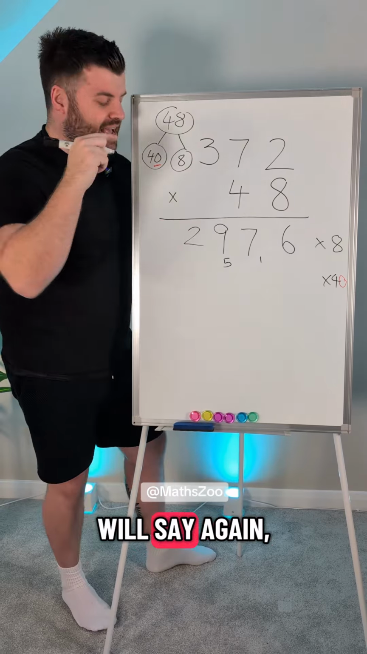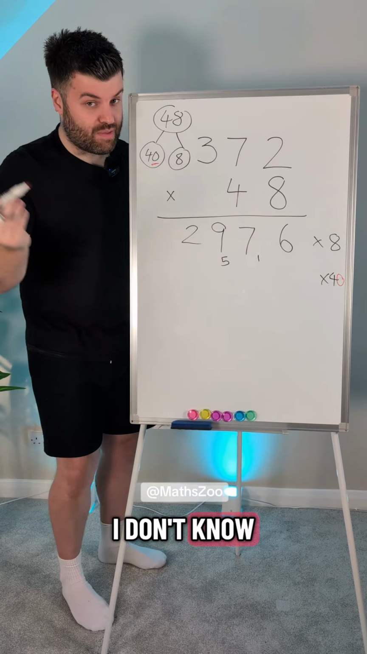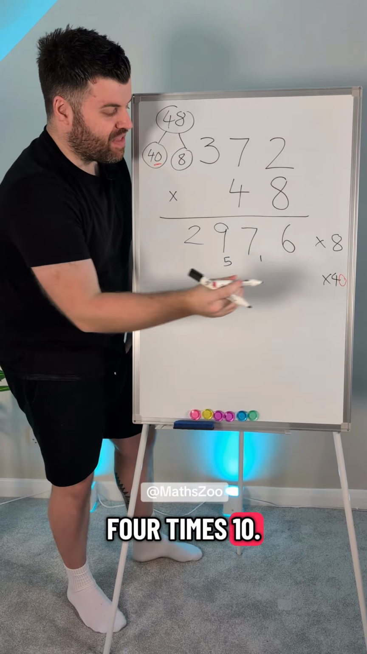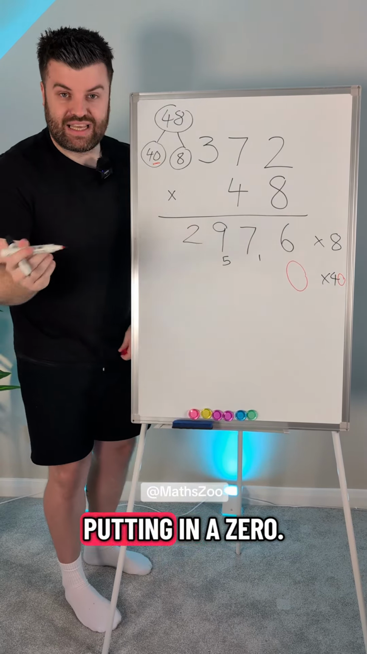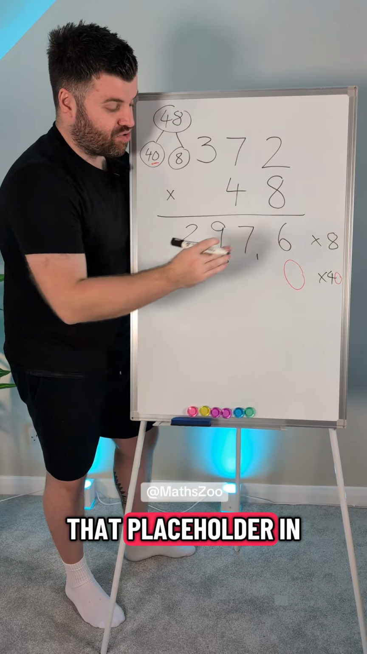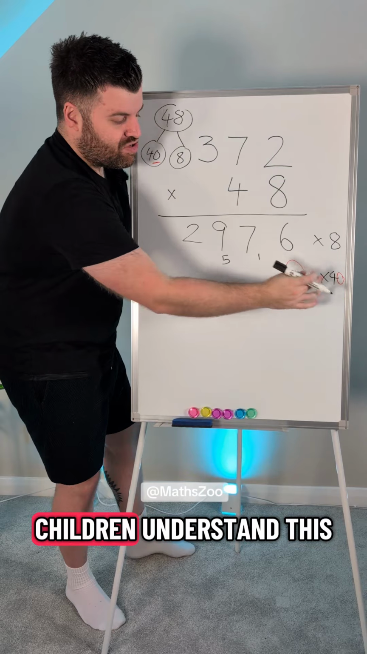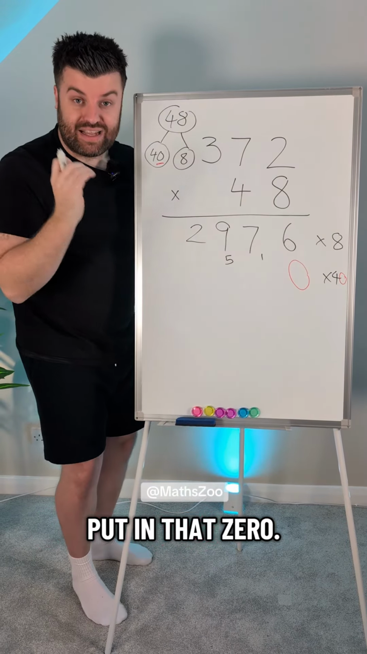But now we have to multiply by 4. No, your class will say again, we know it's 40. Okay, I don't know my 40 times table, but what I do know is that 40 is 4 times 10. So let's make my answer 10 times bigger by putting in a 0. We'd be explaining that placeholder and the job it does, not just saying put a 0 in and hoping they remember, but knowing that children understand this is 40, which is why I have to put in that 0.